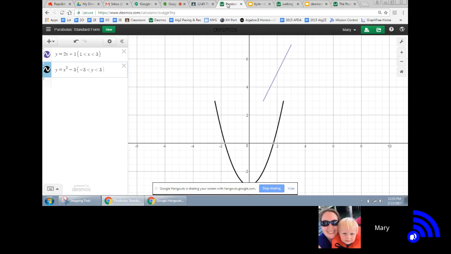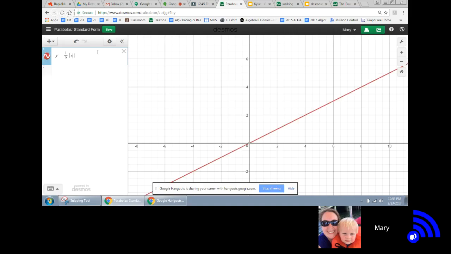I would also like to show you how you can use systems of equations. So if I were to type in two equations like y equals 1/2, let's do a parabola in vertex form.